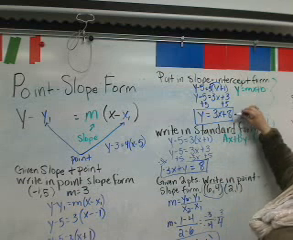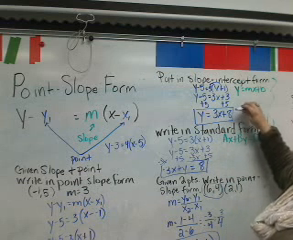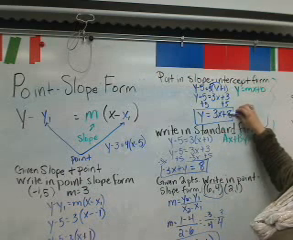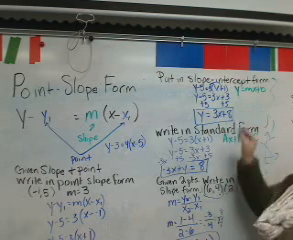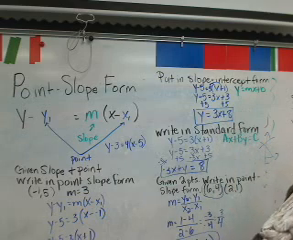As you can see, you could probably take this one also, slope-intercept form, and also go to standard form by simply subtracting 3x from both sides.